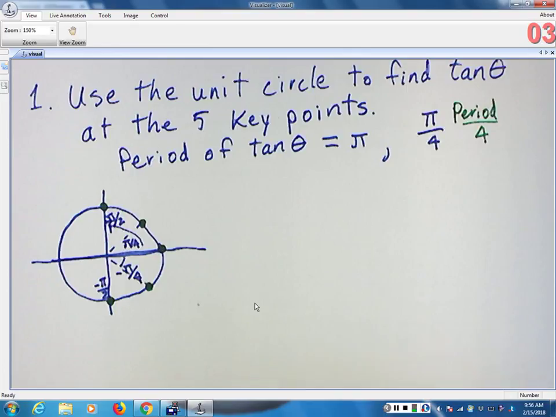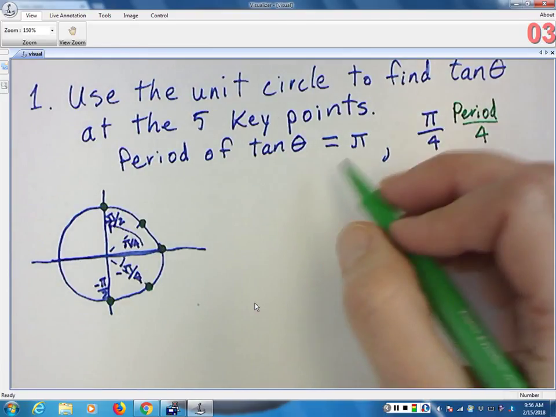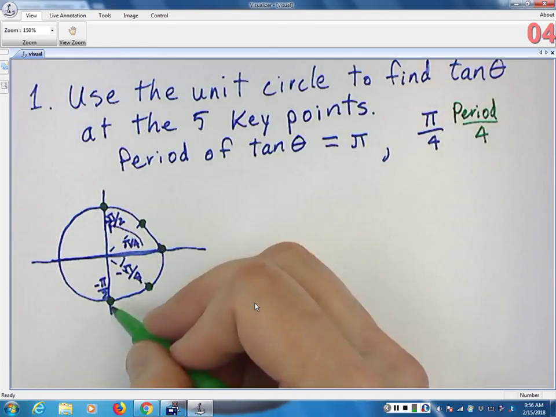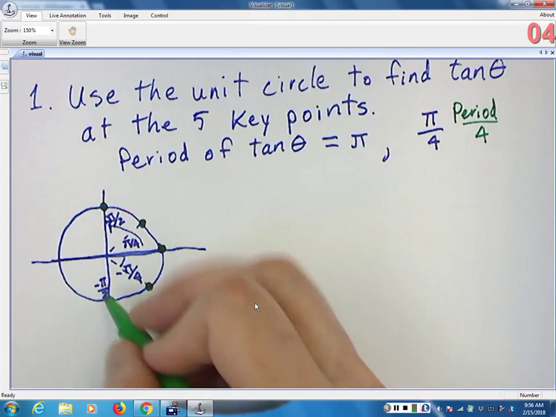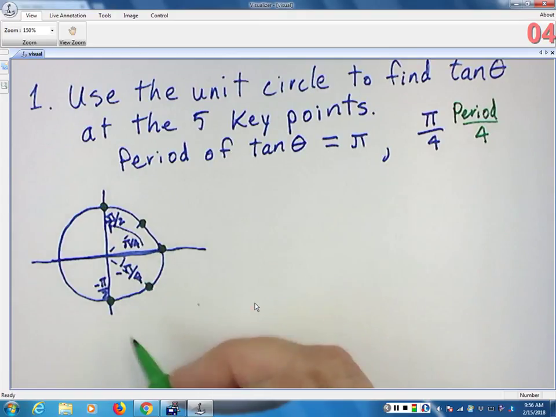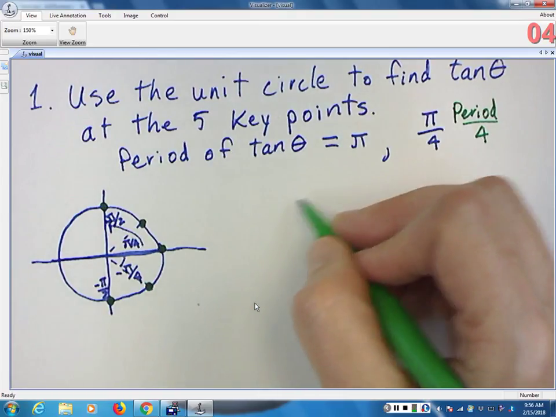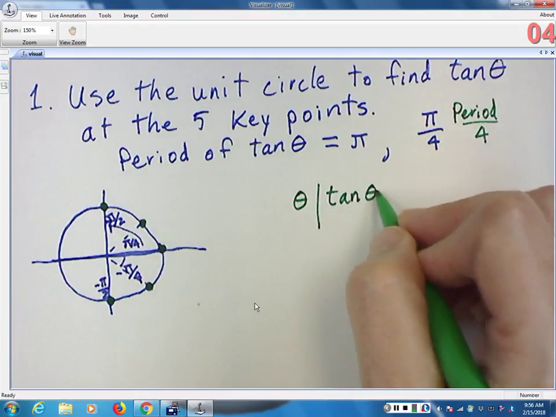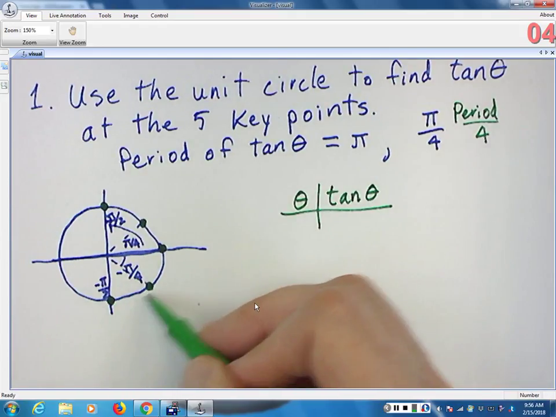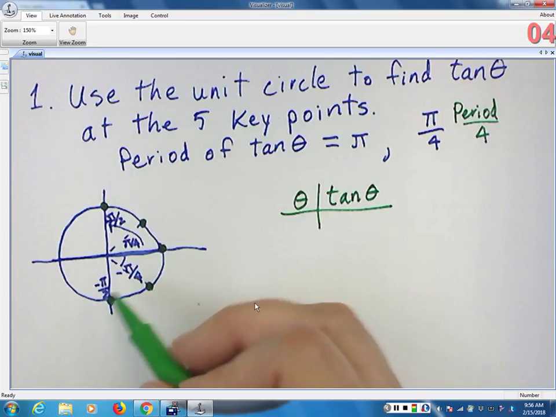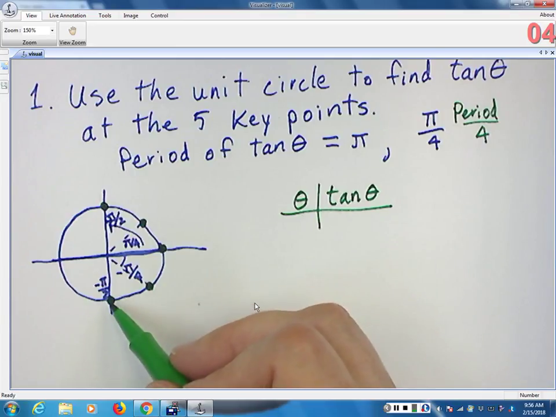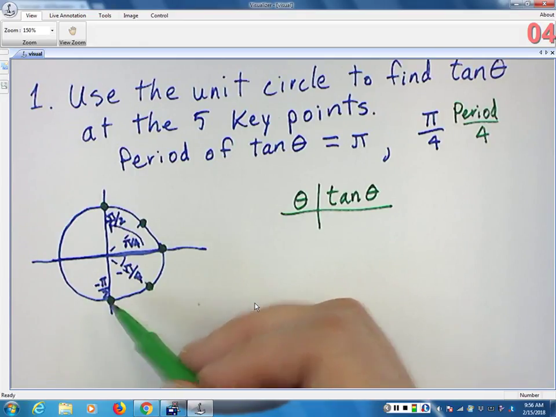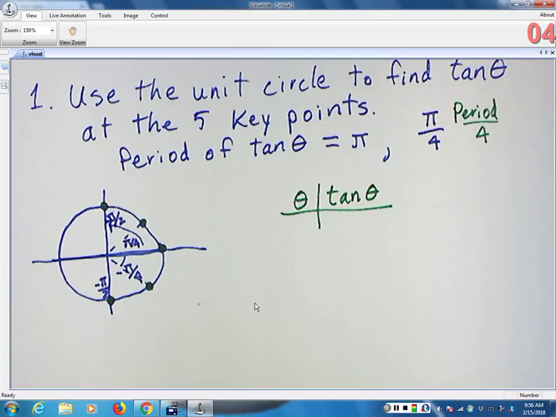Our x1 is going to be, not 0, minus pi over 2. So we have theta and tangent theta. This is one complete cycle. Let's write down the coordinates at minus pi over 2.